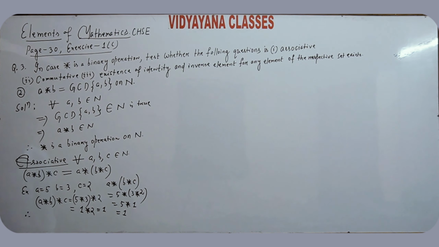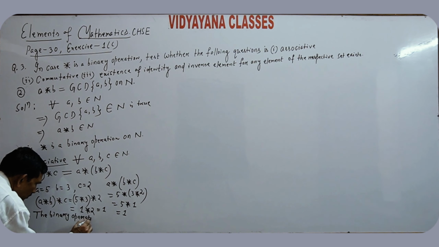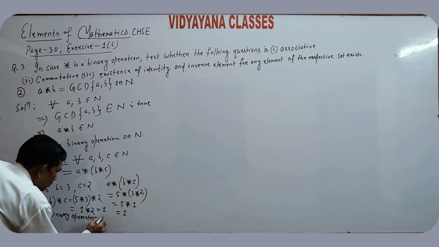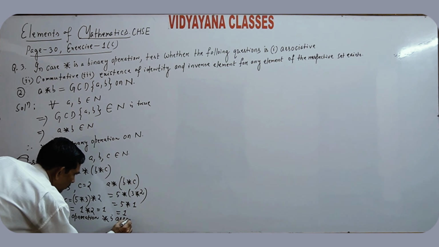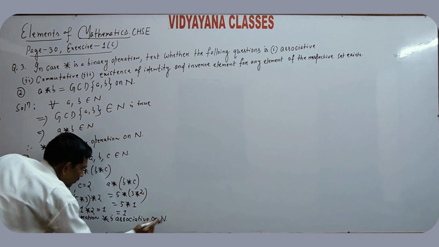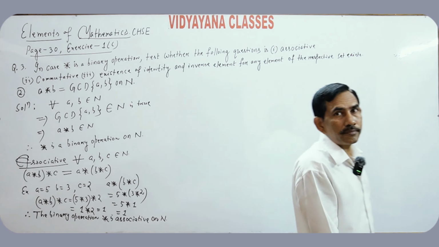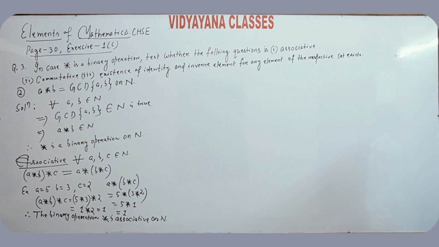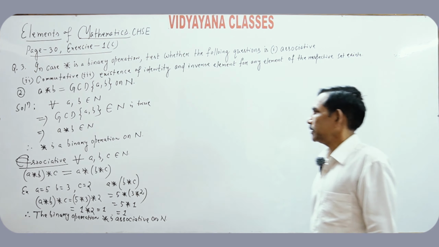Therefore, the binary operation star is associative on N. Clear? The binary operation star satisfies the definition of associative.